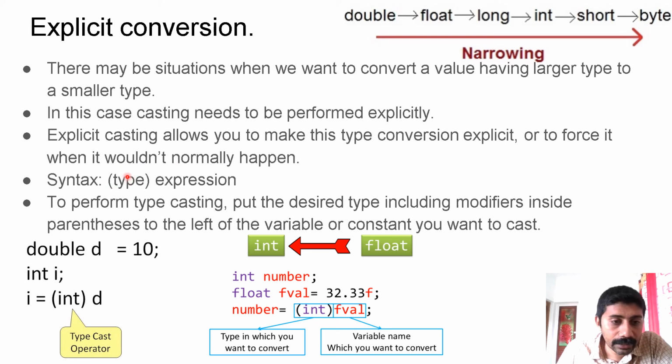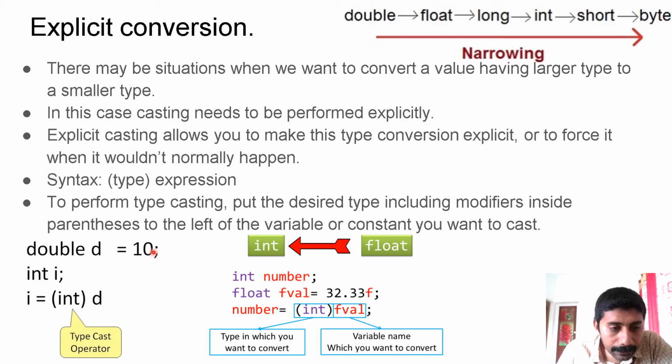The syntax is like this: in brackets you give the type to which the expression has to be converted, then the expression or the variable name. To perform typecasting, put the desired type, including the modifiers, inside the parentheses to the left of the variable or the constant you want to cast. Let us see one example.